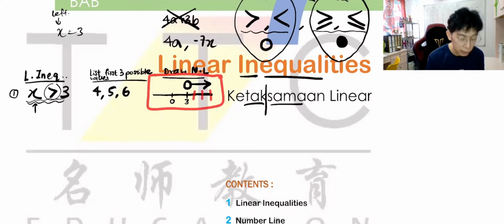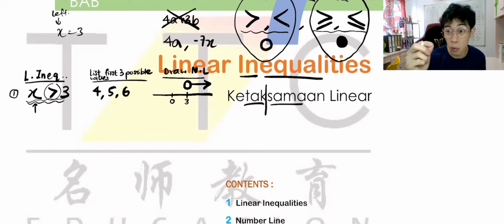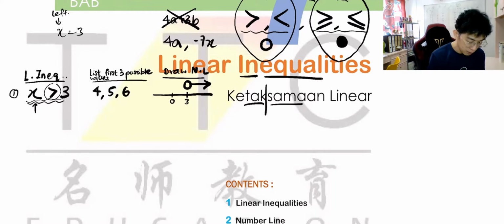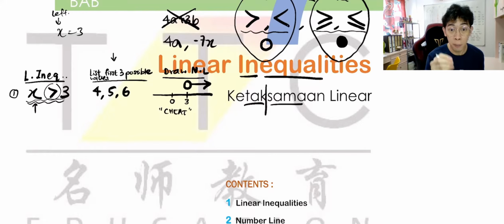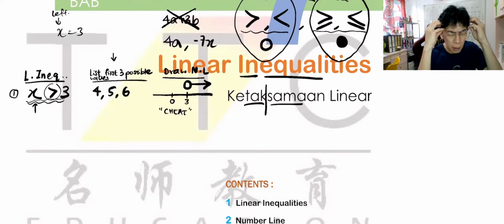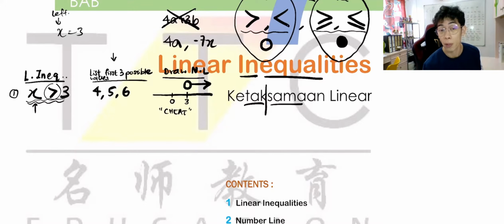So this number line is actually a cheat, you know. I repeat, this number line is actually a cheat. So without listing your possible values, if you can imagine the number line, you can basically get your answer quick and easier, you know. Okay, so let's do another one, the second one.